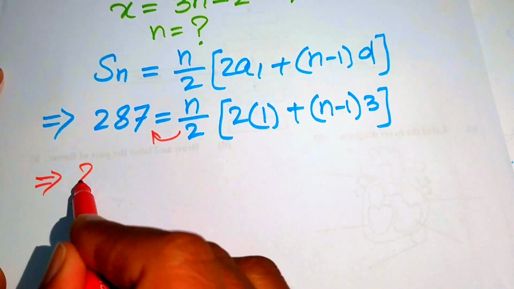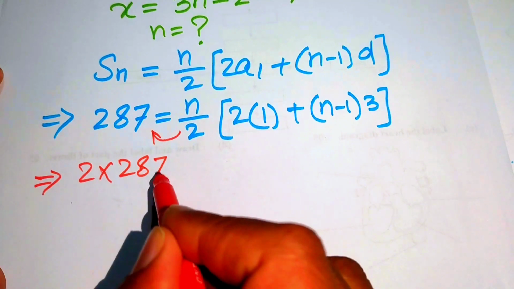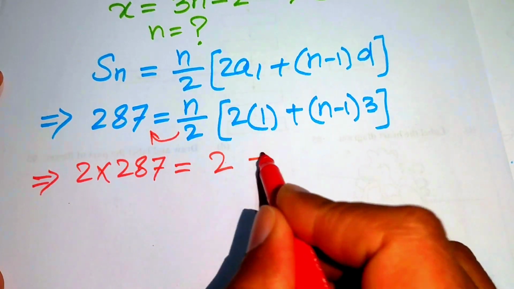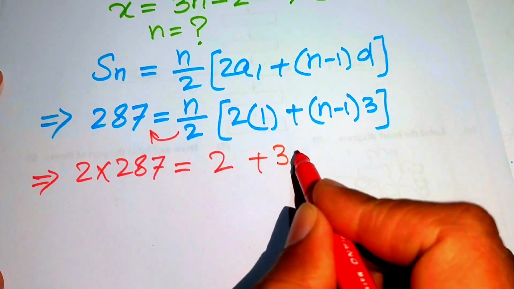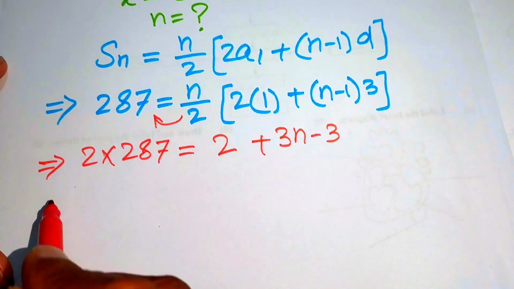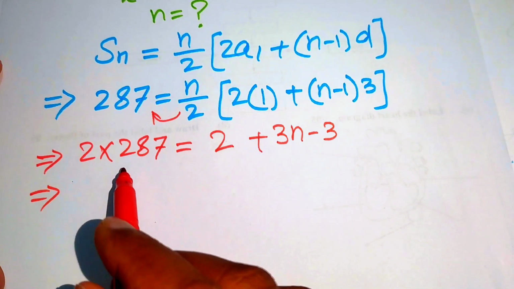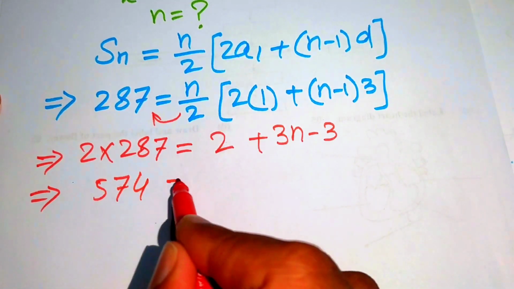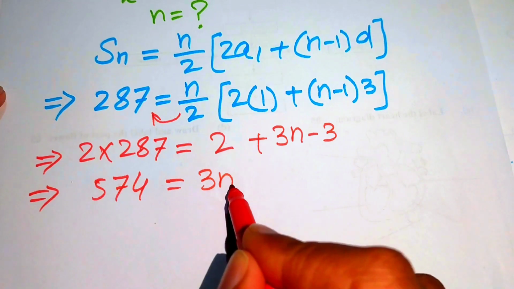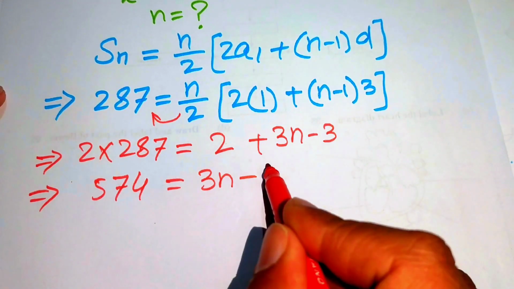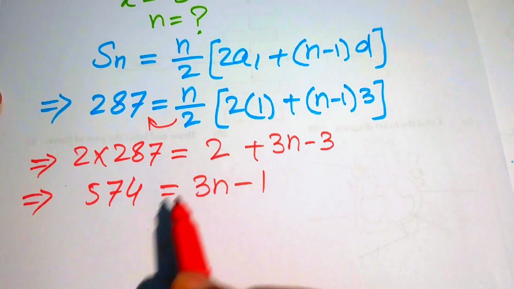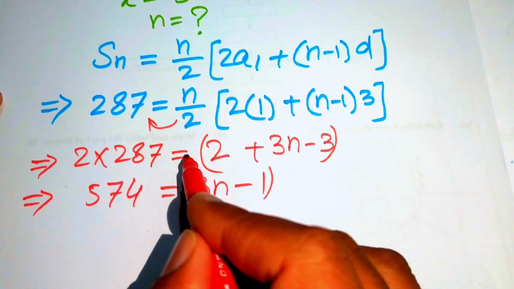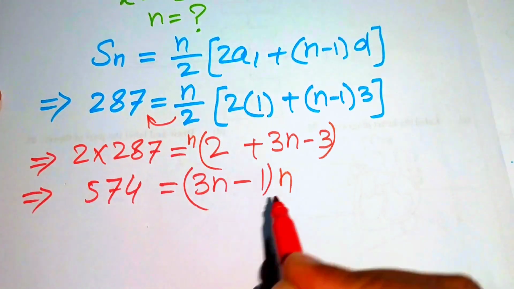and we multiply this 2 by 287, and it is equal to 2 times 1 is 2, and plus we multiply 3 on both of these terms and we get 3n and minus 3. So if we multiply 2 times 287, it is equal to 574, and we have 3n, and 2 minus 3 equals to minus 1. So here, when we move this 2 to the right hand side, we get only n, so we write n here.